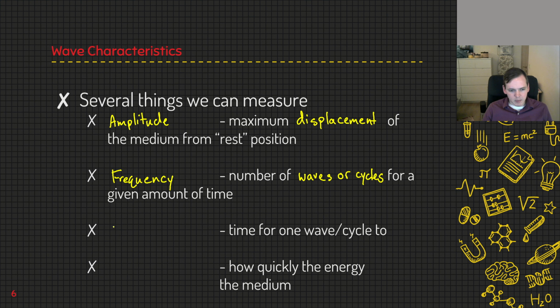Next, we have the period. And this is the amount of time it takes for a given one single wave or cycle to pass a point. And then lastly, we have velocity, which can also mean a speed. And this is how quickly the energy passes through the medium.